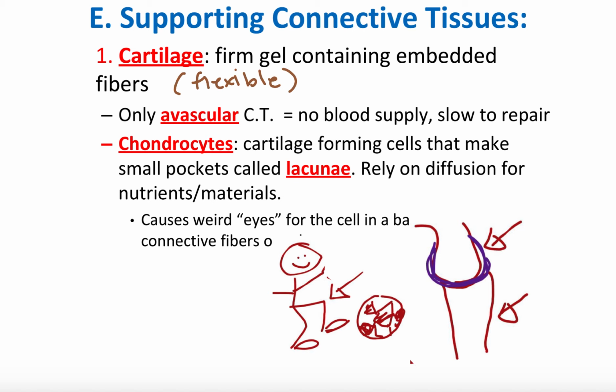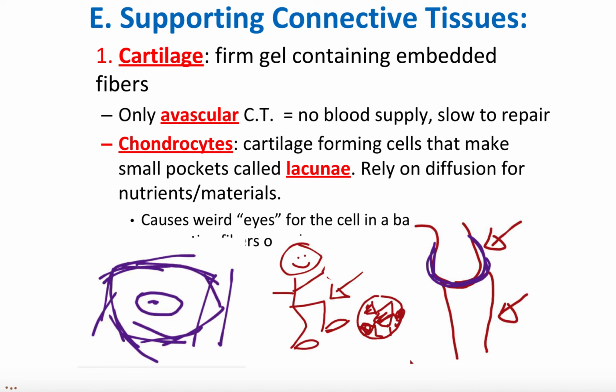Okay? So what happens here is you have your initial cell. This is a chondrocyte. And then the chondrocyte starts dumping fibers around it. As it's dumping fibers around it, it's creating this little lake around itself. That little pool of fiberiness that's forming around the cell is called a lacunae, like a lagoon, so it's a lagoon around my chondrocyte.